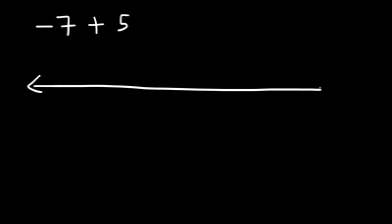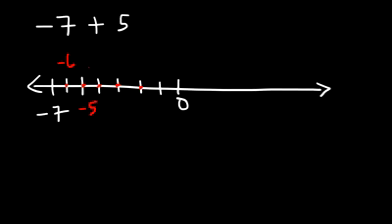So let's say we wish to add 5 to negative 7. So here's 0, and let's count 7 spaces toward the left. So here's negative 7. If you wish to add 5 to negative 7, count 5 units to the right. This is the first one, second, third, fourth, fifth. So this is where we should stop. So here's 1, 2, 3, 4, and 5. So negative 7 plus 5 is negative 2.